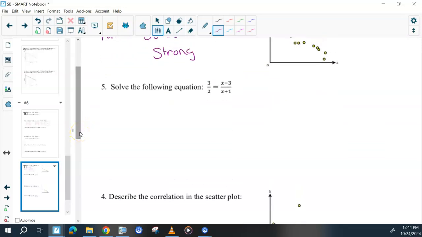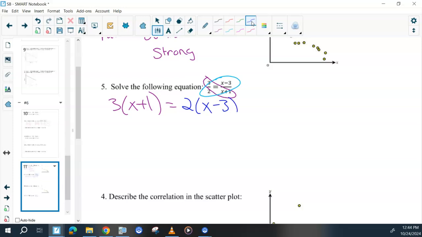So for this, we have a fraction that equals another fraction, so we should have cross multiplied. So 3 times x plus 1 equals 2 times x minus 3. It doesn't matter which side you put that on as long as those go together. And then distribute: 3x plus 3 equals 2x minus 6.